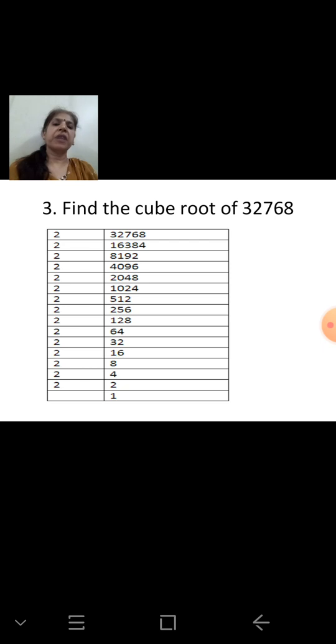Dividing by 2, you are getting 512. Then divide by 2, you are getting 256. Then 128, 64, 32, 16, 8, 4, 2. Go on doing till you get 1. So you are going to write the factors.